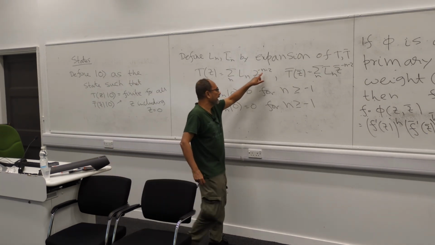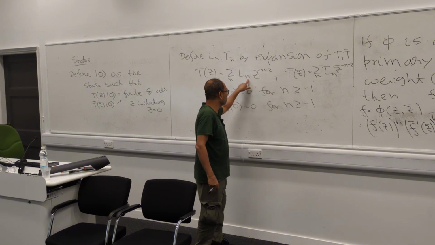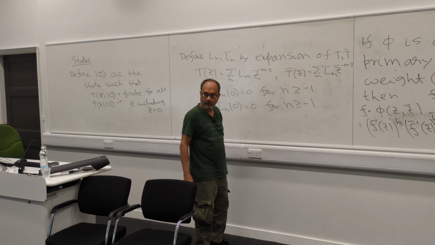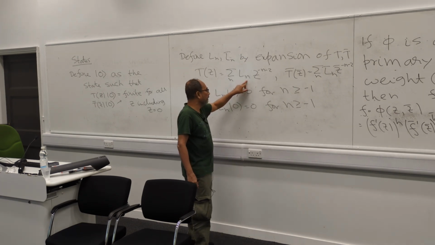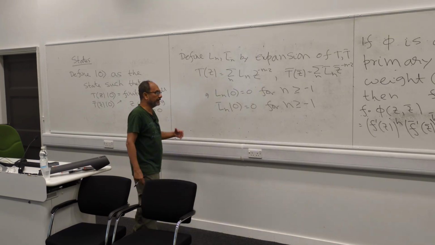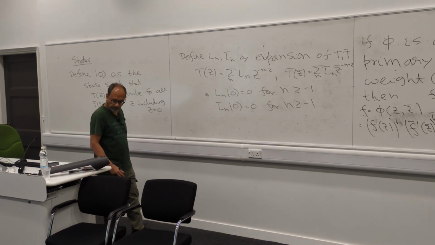Okay, because if you take n equal to minus 1, then the coefficient of L minus 1 is z inverse, right? So if L minus 1 on the vacuum is non-zero, then you get a pole. Then you get a 1 over z, and it diverges at z equal to 0.